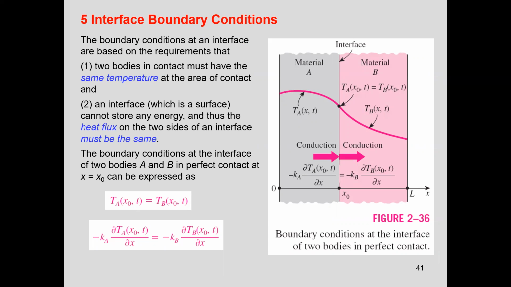For interface boundary conditions, two bodies in contact need to have the same temperature at the area of contact. An interface, which is a surface, cannot store any energy, and thus the heat flux on two sides of the interface must be the same. The boundary condition at the interface of two bodies A and B in perfect contact at x equals x0 can be expressed in terms of these two equations.